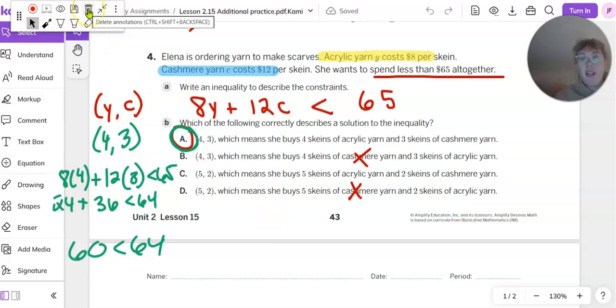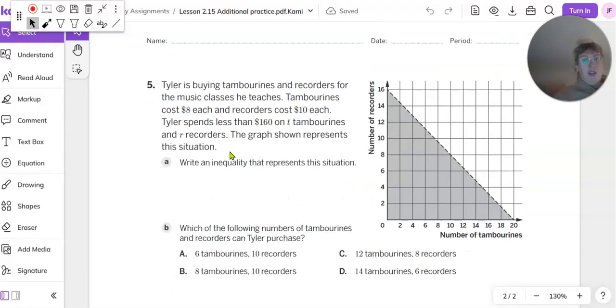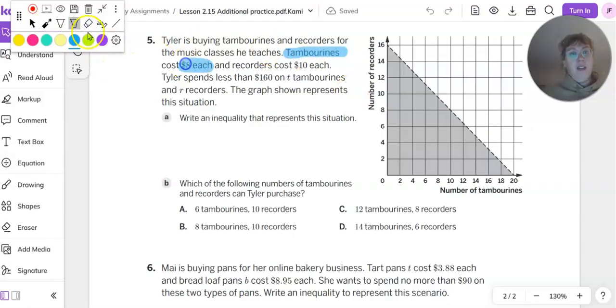Okay, beautiful. So I'm going to clear this off of my screen and scroll down. So for question 5, it says Tyler's buying tambourines and recorders for the music classes that he teaches. Here's our two variables. Tambourines are $8 each. Recorders, $10 each. He wants to spend less than $160. It tells us T is the variable we use for tambourines and R for recorders.